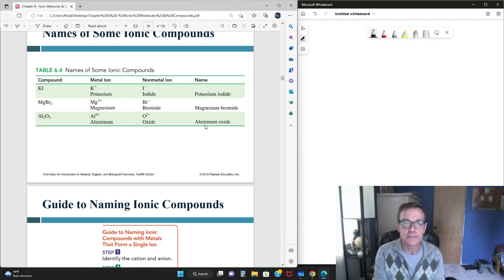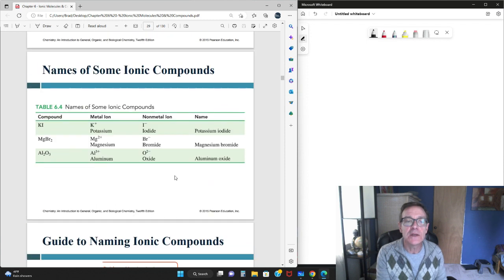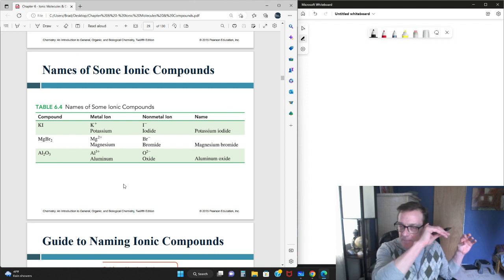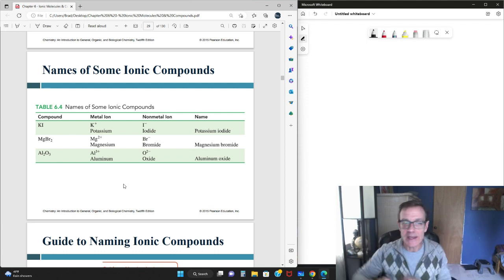Aluminum oxide. Okay. And for ionic compounds, since there's only one ionization state they're ever in, you don't need to indicate how many, like aluminum trioxide or anything like that, because by definition it's going to be 2 aluminums and 3 oxygens in aluminum oxide. When we get to covalent bonds, not quite so straightforward. Okay, so ionic bonds: metal, non-metal, -ide.